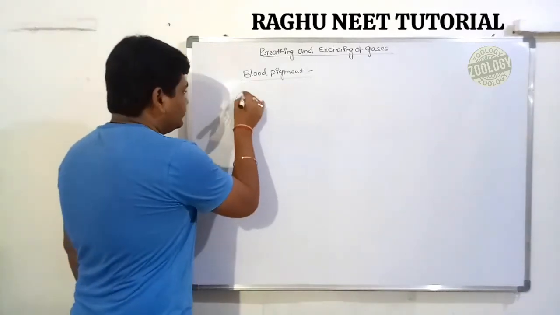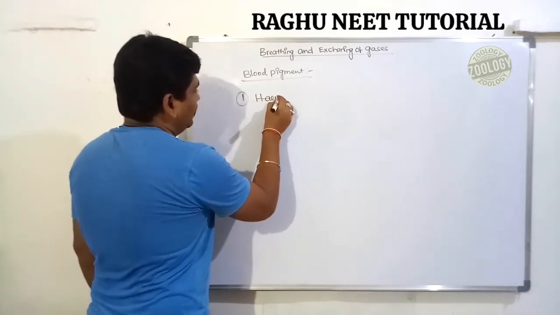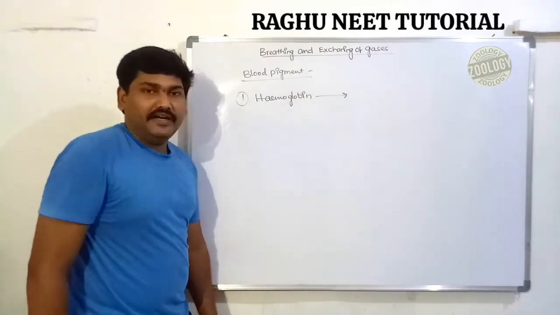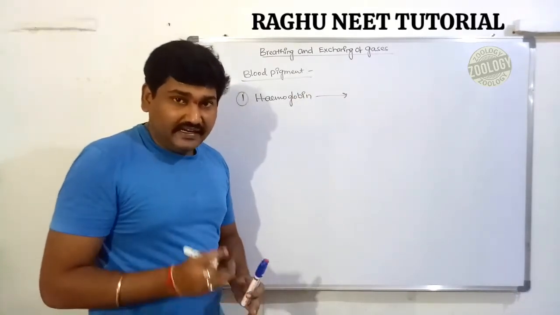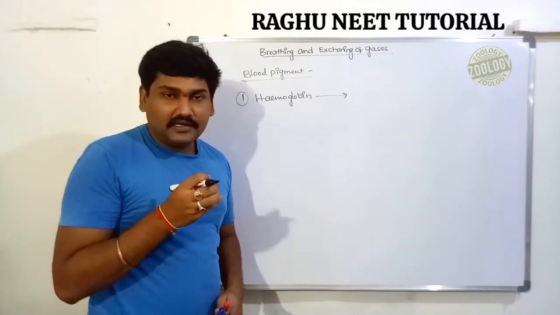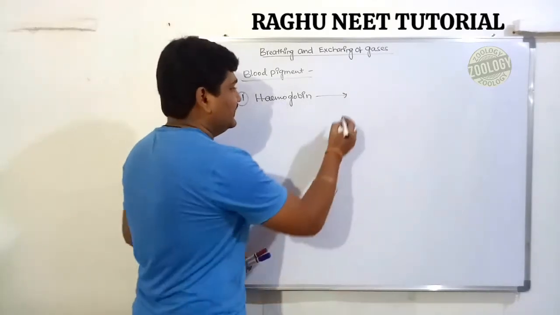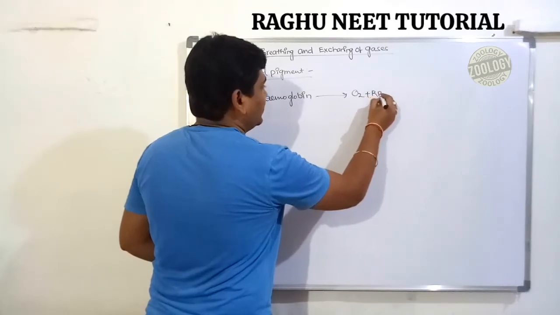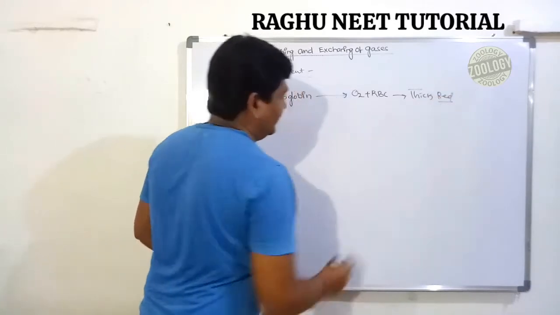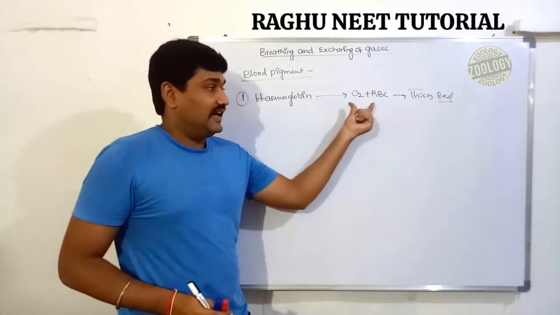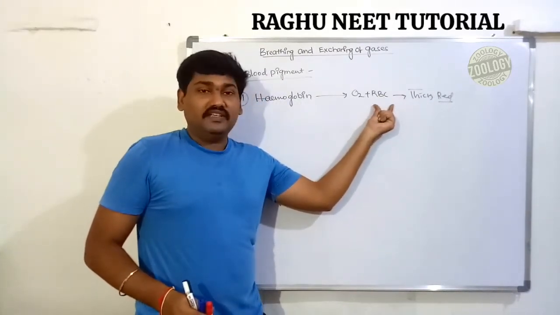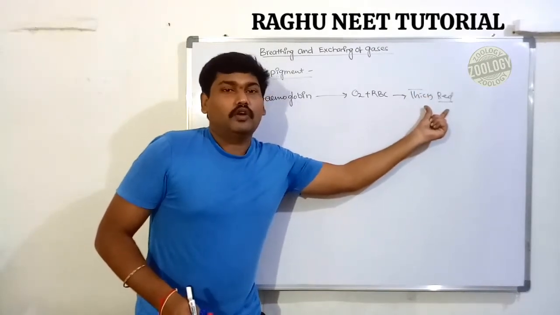First one, hemoglobin. Hemoglobin is one of the blood pigments. It carries oxygen. When oxygen reacts directly with hemoglobin, the blood converts into thick red color. When the oxygen reacts with RBC, it converts into red in color. When the carbon dioxide reacts with RBC, it converts into brown in color.